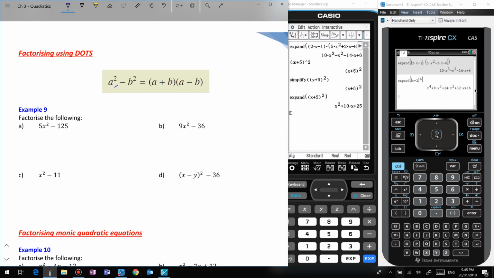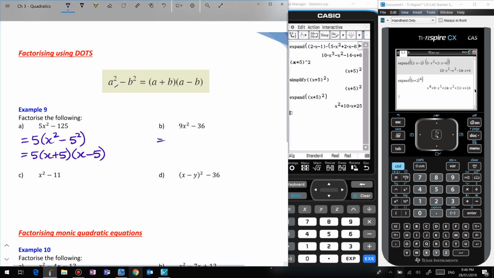Okay. So this is more factorising with dots. Before we were expanding, now we're going to factorise. Okay, so from here, always take out a common factor first. 5 x squared minus 5's into 125 goes 25 times. Instead of writing 25, I'm going to write 5 squared. So I've now got a difference of 2 squares. So 5x plus 5, x minus 5.